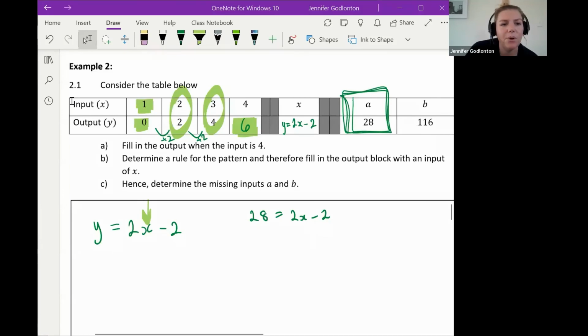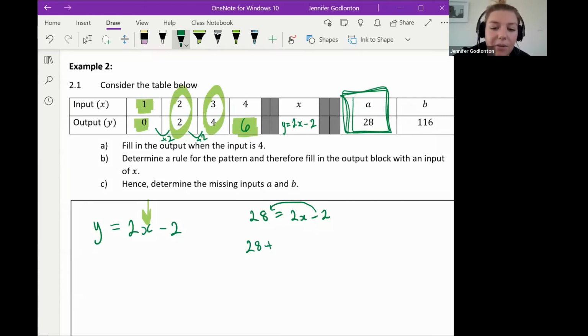Okay. So what we want to do in this situation is we want to move this 2 to the other side of our equal sign. And when that 2 moves over, its sign changes. So it's going to be 28 plus 2, which is equal to 2x. This might be bringing back some memories from last year for some of you.